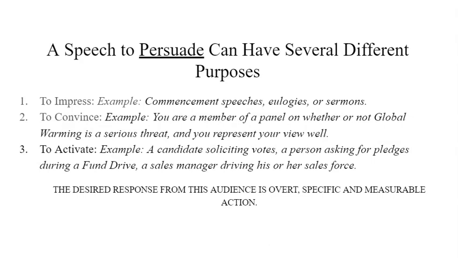So if we focus on a candidate, for example, a presidential candidate giving an acceptance speech at a convention is not trying to convince his audience because everyone at the convention is already for that presidential candidate. Rather, they're trying to activate their audience, get the people in the arena to go out and get more votes. So that's the difference between convince and activate, and impress as well. But the one thing that all these have in common is that the desired response from this audience is overt, specific, and measurable action.